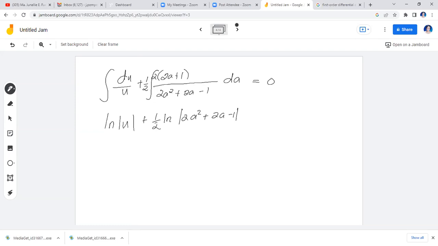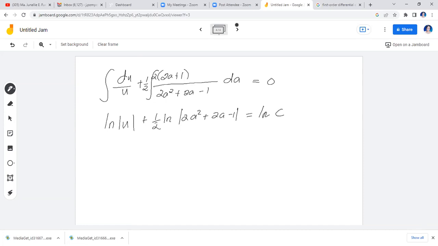Correct? This is du over u is an ln of u. So the derivative of this is 4a plus 2. We only have 2a plus 1 here, so we multiply it by 2, and we place 1/2 outside. Then, since I have ln's here, class, I have mentioned it already to you, you can place your c as an ln of c.